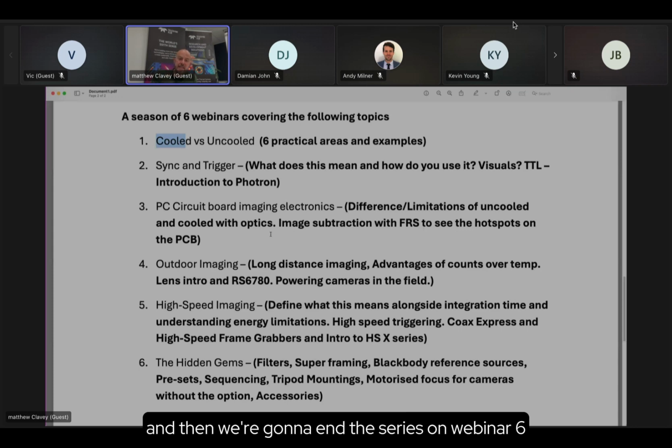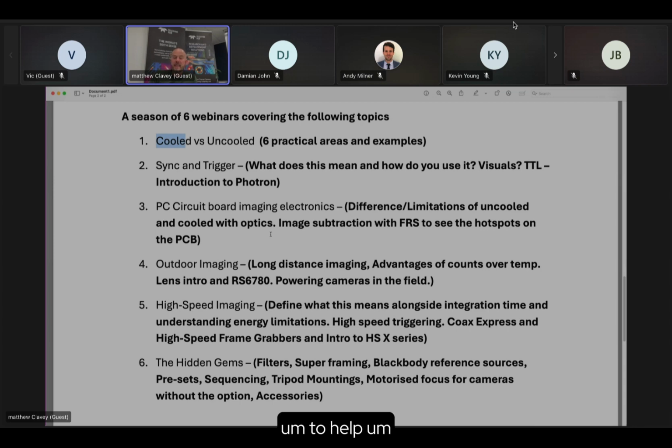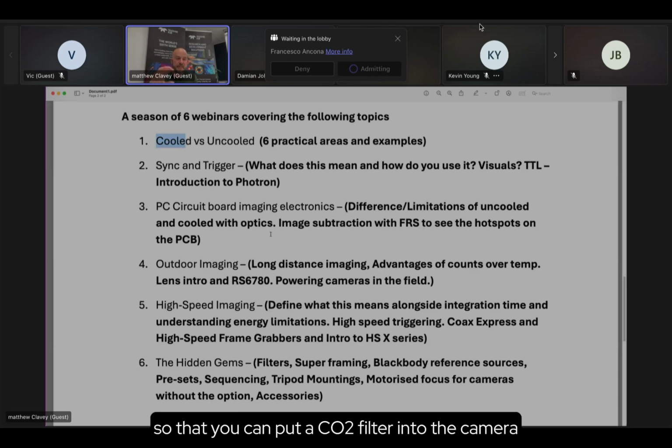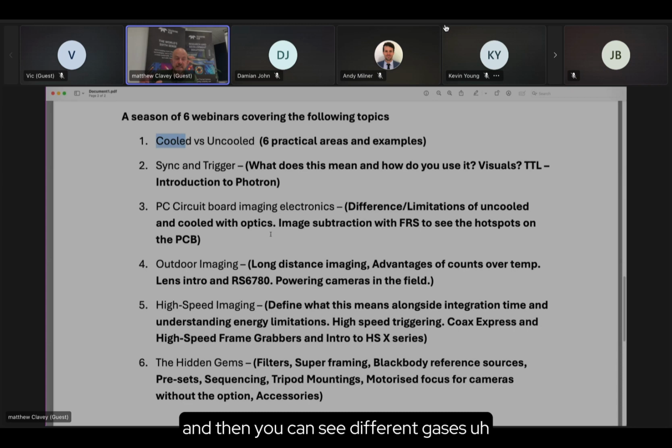And then we're going to end the series on webinar 6, the hidden gems. So these are things that we use to help sell the cameras to customers to help their application. So this can be filters. For example, filters could be a CO2 filter. So you can put a CO2 filter into the camera, and then you can see different gases.